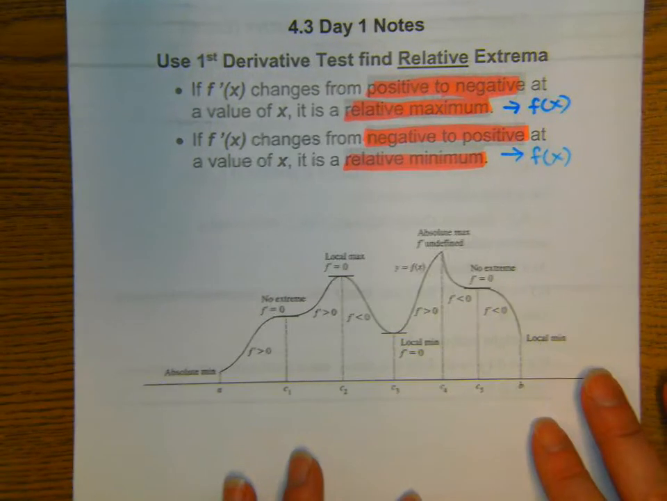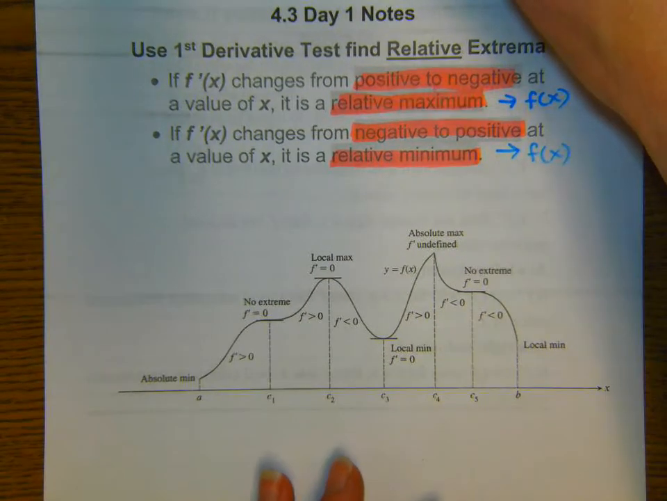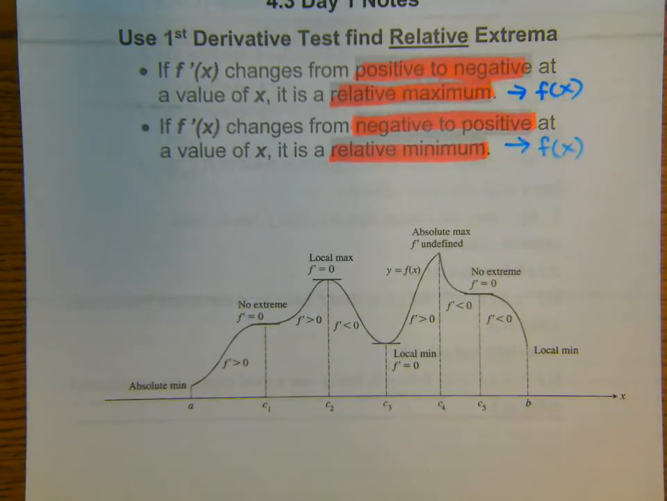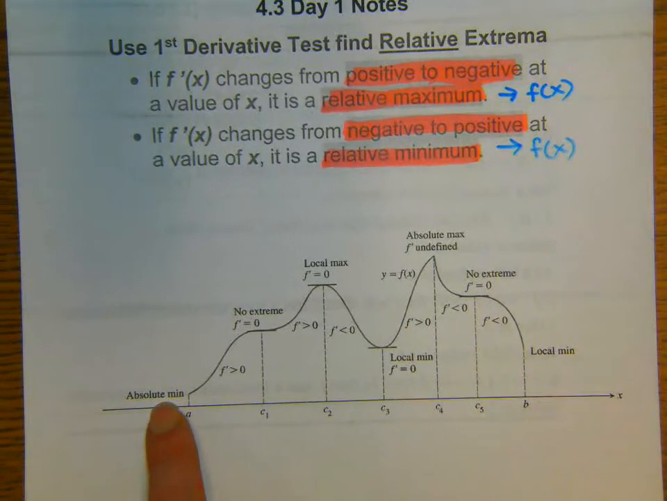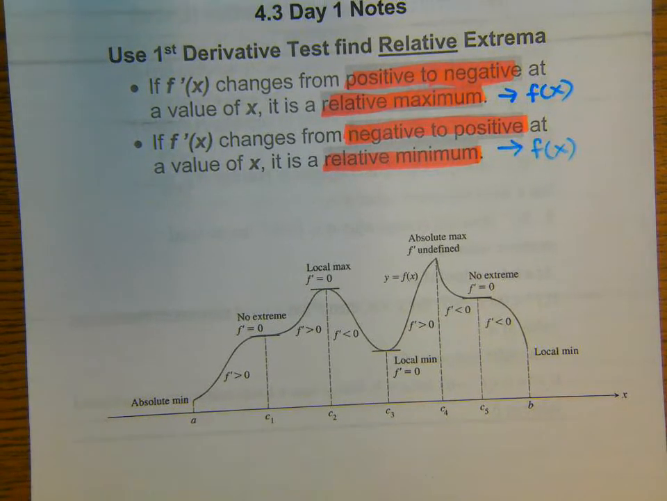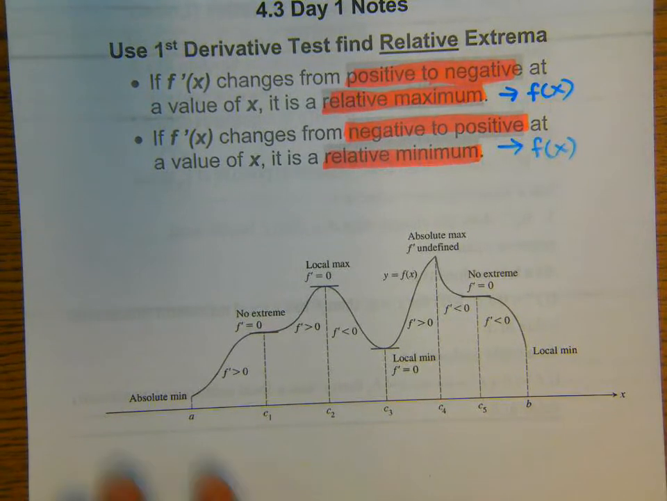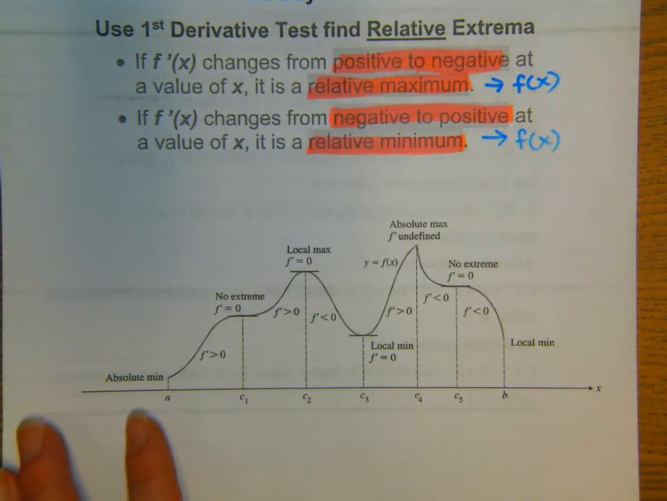So once again, this is a graph of the derivative. So these are the things. Now what's written, these things written here are telling us things about the original function, okay? There was an absolute minimum that occurred at A on the original graph.